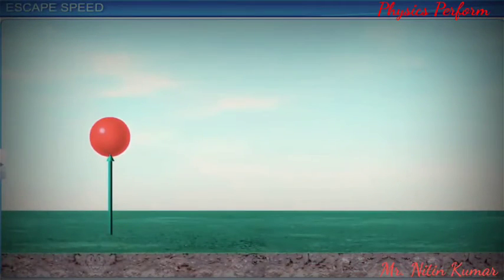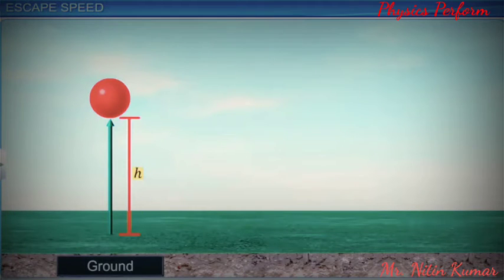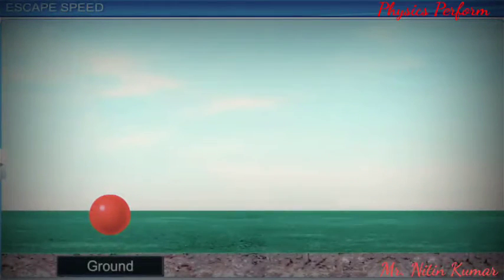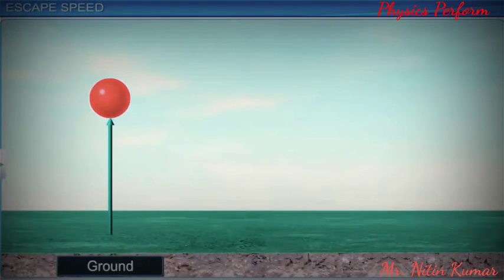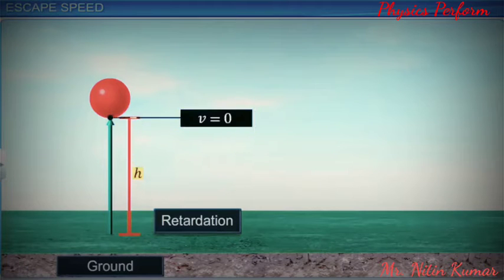If you throw a body vertically upwards with some velocity from the ground, it attains the height where its velocity becomes 0 and then returns to the point of projection. As soon as the body is thrown, it is under gravity acting towards the center of the earth. When the body is on its way up, it is under retardation till it attains zero velocity and then returns to the ground due to gravitational pull.